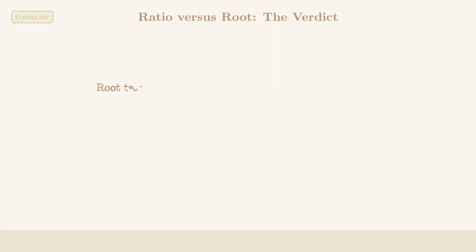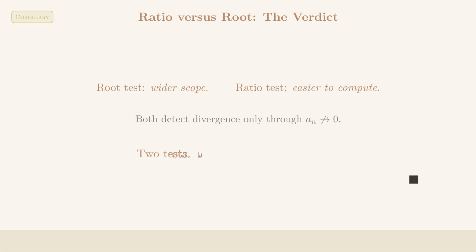So the root test has the wider scope. Yet, the ratio test is often easier to apply, since ratios of terms are usually simpler than nth roots. That is why both tests keep their place. And a caution on divergence. Both tests can detect it only through terms that fail to tend to 0. Neither one reaches further than that. Two tests, and a single proof of their kinship.